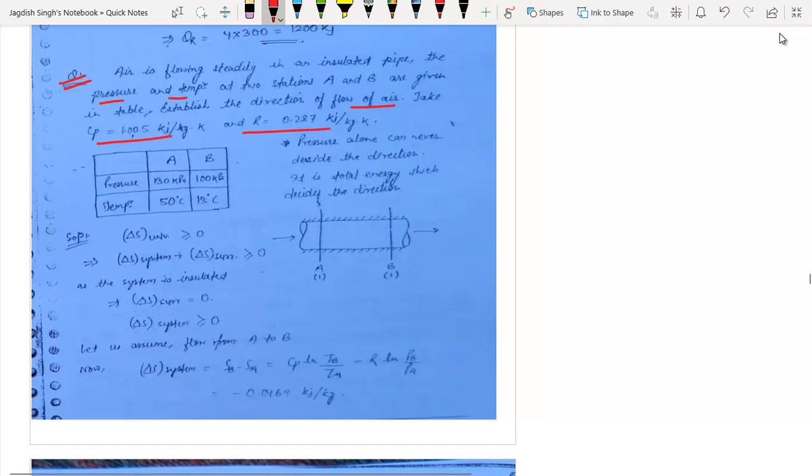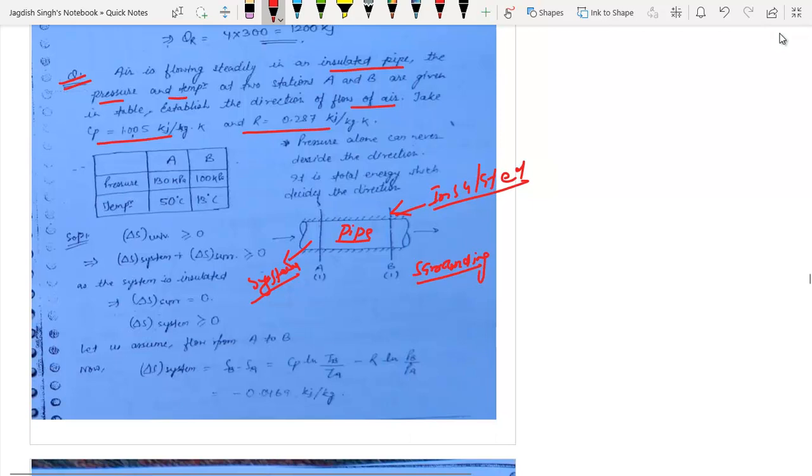So in this question, air is flowing steadily in an insulated pipe. Okay, this is the pipe, and the pipe is insulated. That means there is no heat transfer from the pipe to the surrounding. So this is my system and this is the surrounding. There is no heat exchange between system and surrounding because this pipe is insulated.